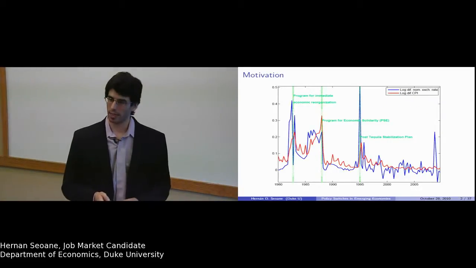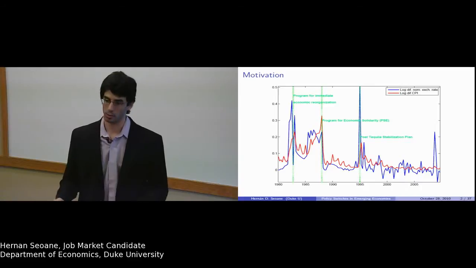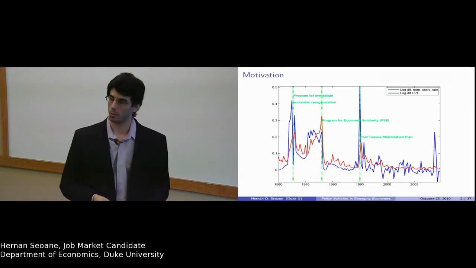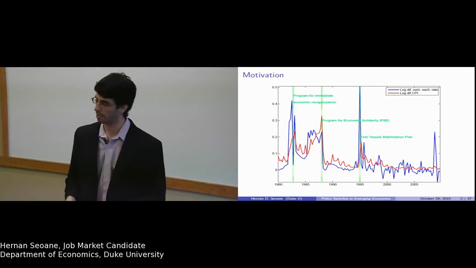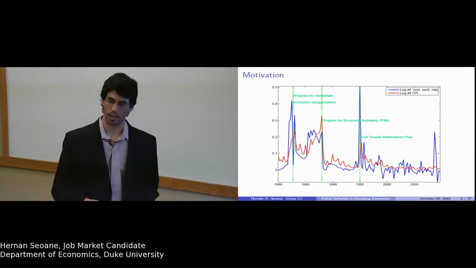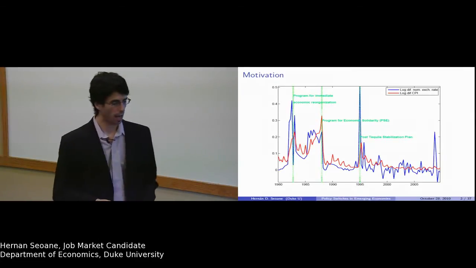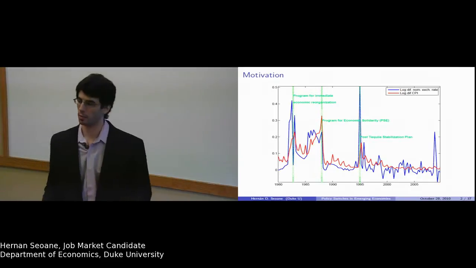In this picture, we have data for Mexico for the period 1980-2009. We have the blue line, which is the log difference of nominal exchange rate. We have the red line, which is the log difference of consumer price index. And I would like you to take two things out of this picture.